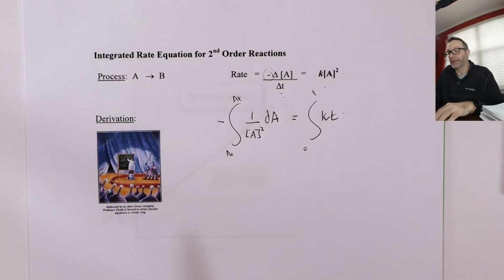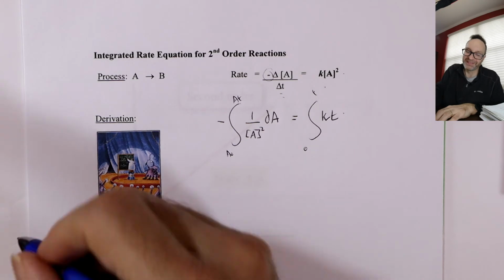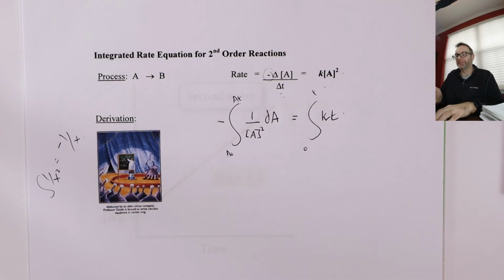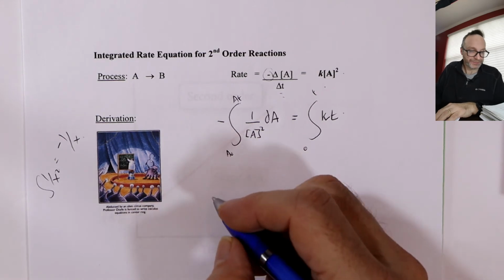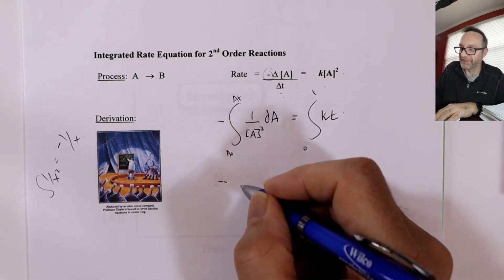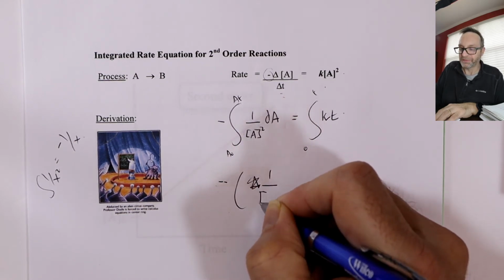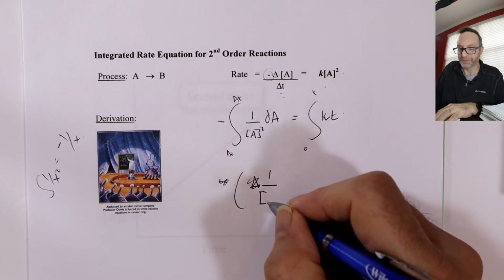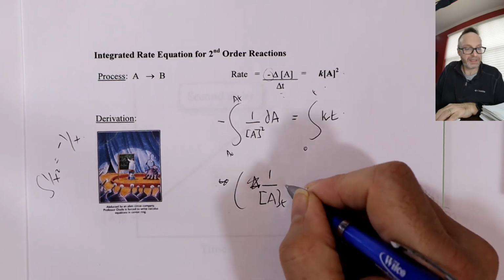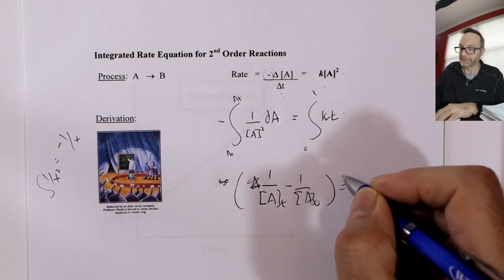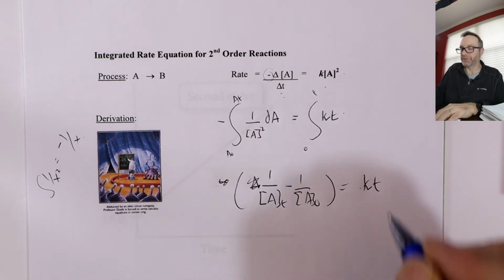Now, I'm going to leave the minus over there for a reason you'll see in a minute. Do you remember what the integral of 1 over x squared is? Minus 1 over x. So if I keep the minus over here, minus times a minus is a plus. So I cross that out: 1 over A_t minus 1 over A_0 equals kt. So same as before.